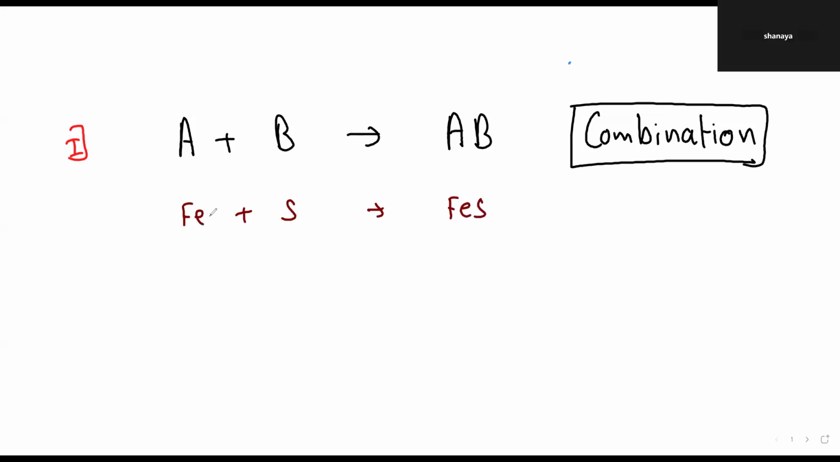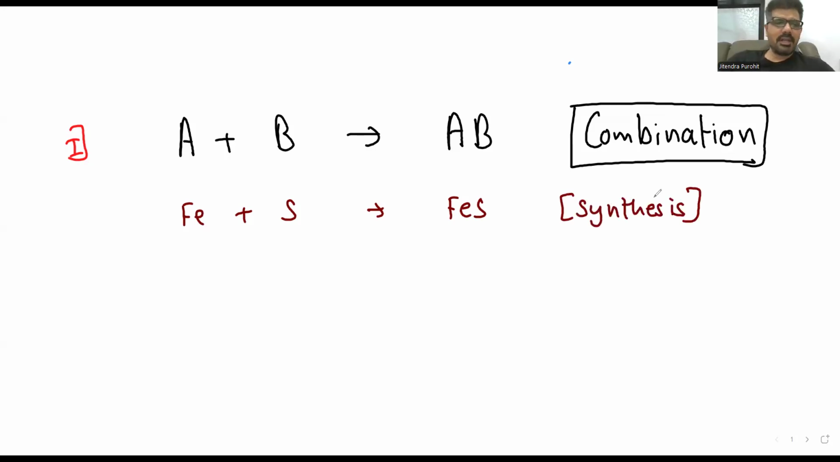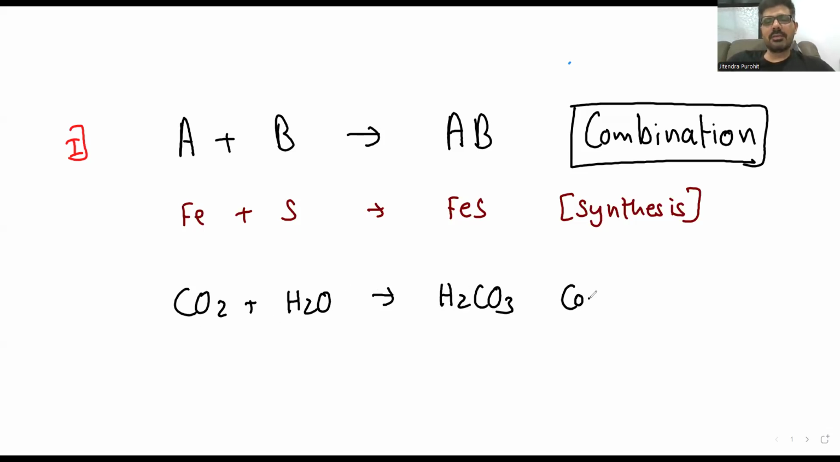Are you getting it? If two elements are there, then this combination we call it as synthesis. But beta, if I give you two compounds, and if they react, you get one product. So if two compounds are there, then we call it as combination. Clear? Okay. Then beta, we go to the next part.